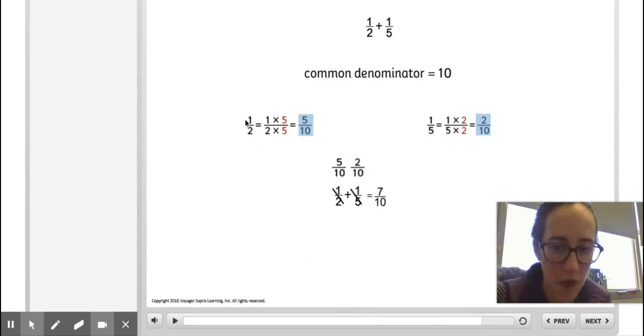So we just swapped out 1/2 for 5/10. We just changed the fraction so that it looks a little bit different. That way it's easier to add them together. So you find the common denominator, then you multiply the whole fraction by whatever number you need to get to that denominator, and then you can add them together. So the sum of 1/2 and 1/5 is 7/10.